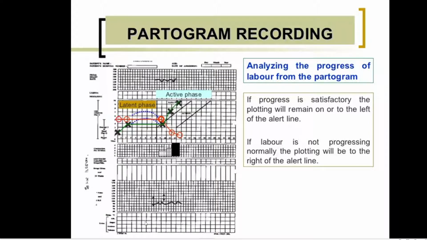Analyzing the progress of labor from the partogram. If progress is satisfactory, the plotting will remain on or to the left of the alert line, as I said before. If labor is not progressing normally, the plotting will be to the right of the alert line, and sometimes it will be near the action line or behind the action line. Of course, in this situation, we say it is an abnormal character of labor.